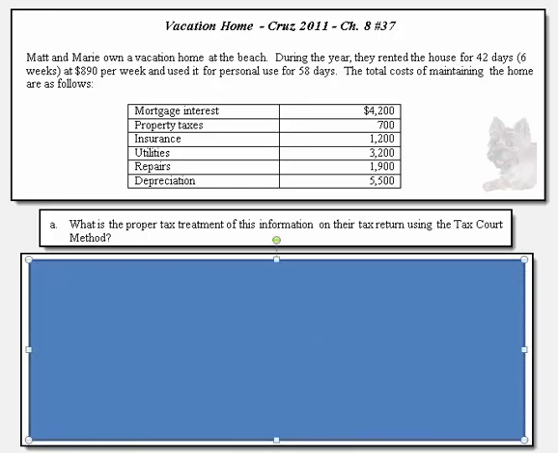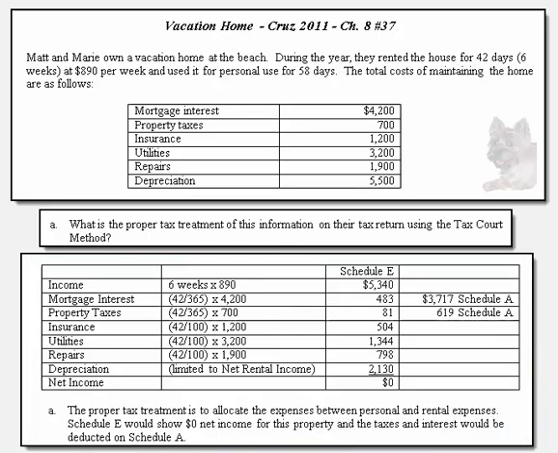I'm going to slide this off. And what we see is that under Schedule E, we would show income equal to 6 weeks at $890 each for a total amount of $5,340. Then we've got to do some allocations.